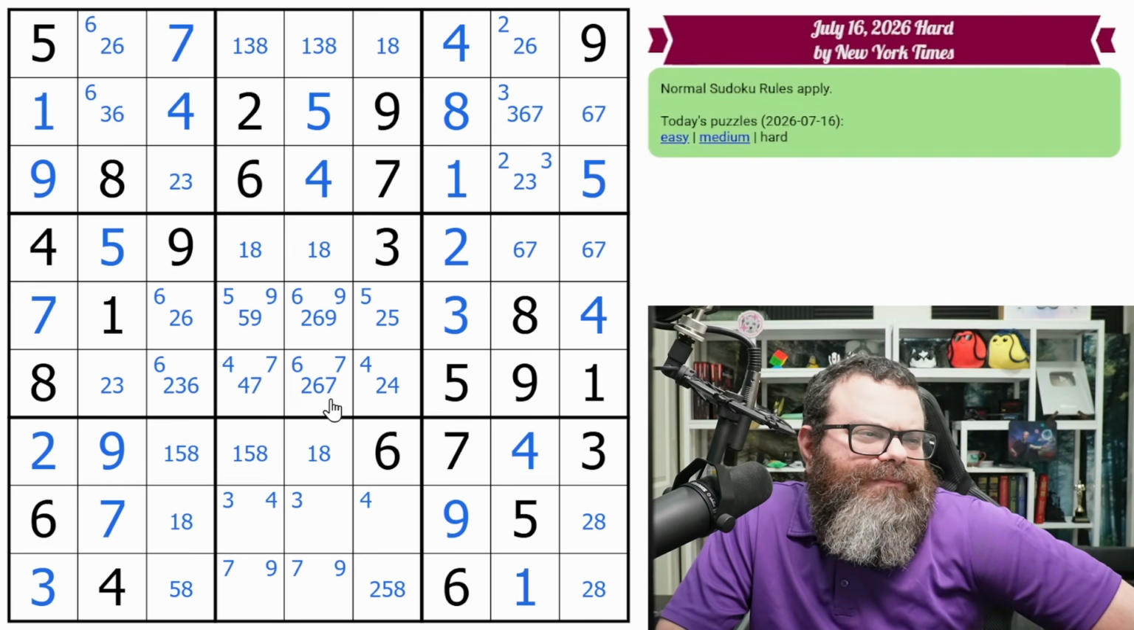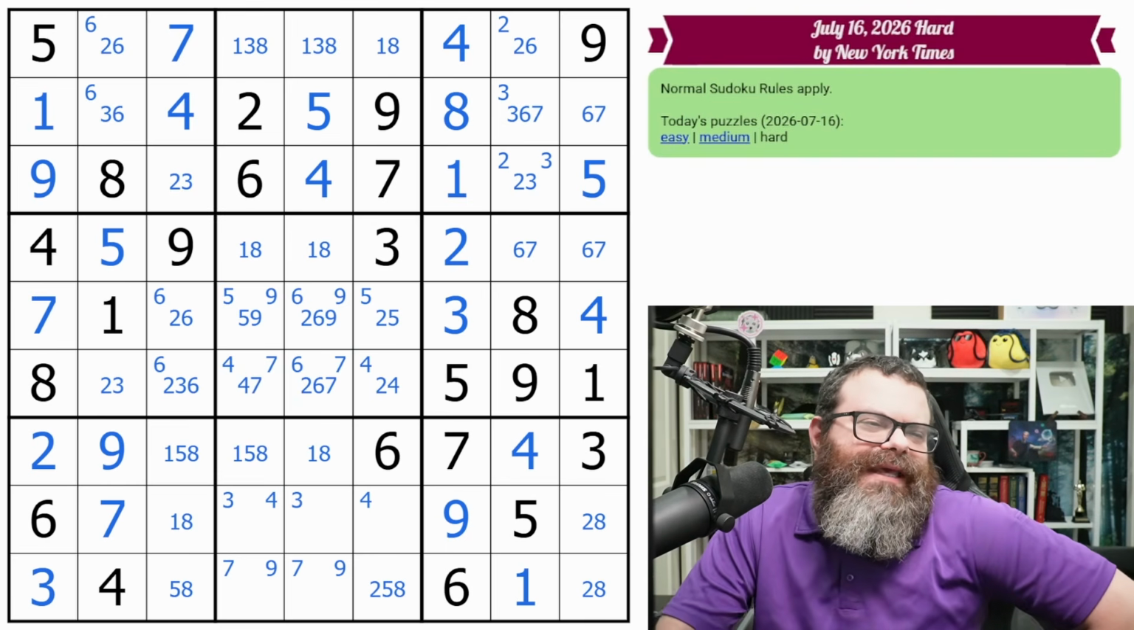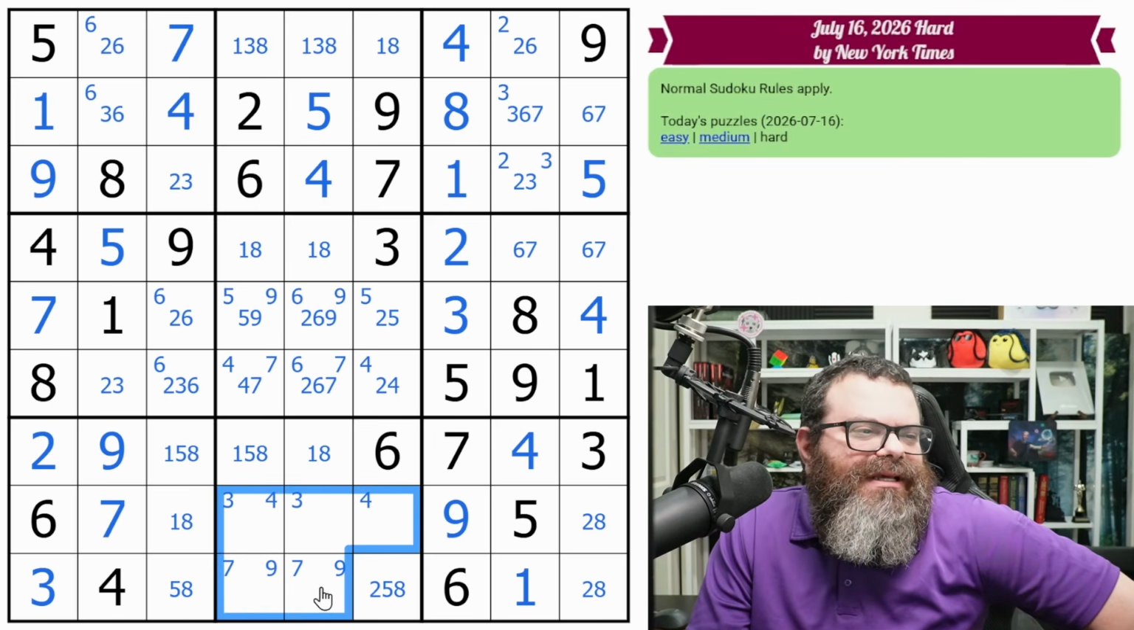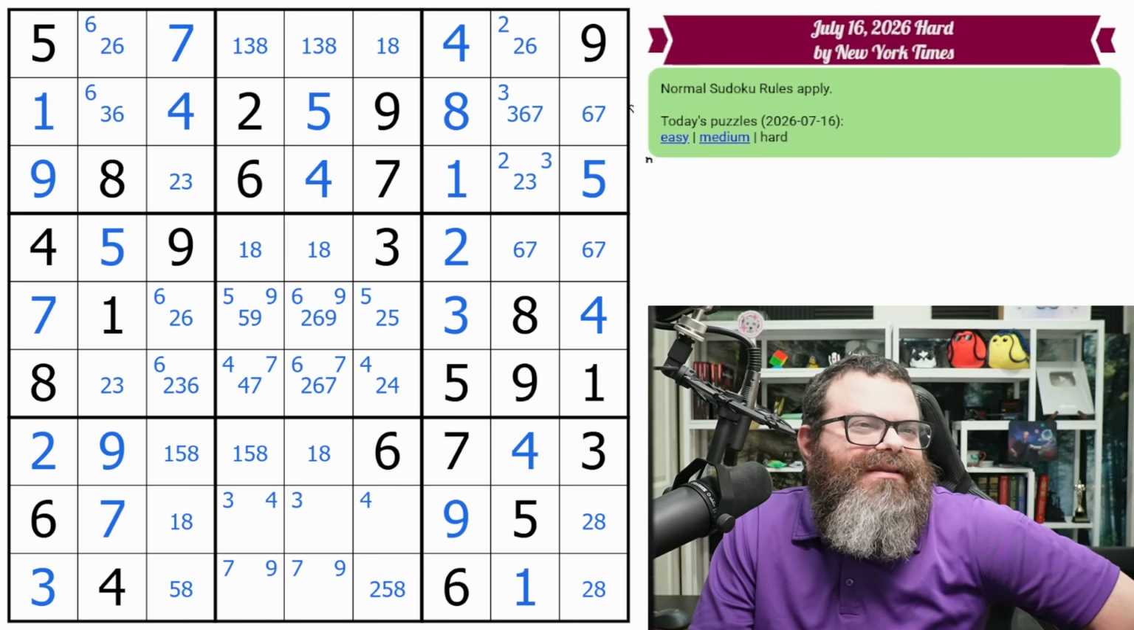Fair enough. I still don't think that did anything. The only thing I haven't penciled is these cells here, but let me carefully scan to make sure I didn't miss anything. I think rows are basically taken care of.